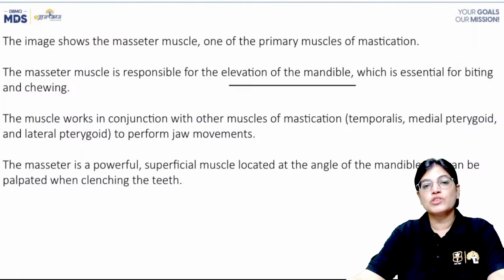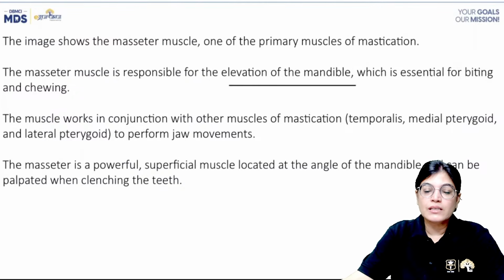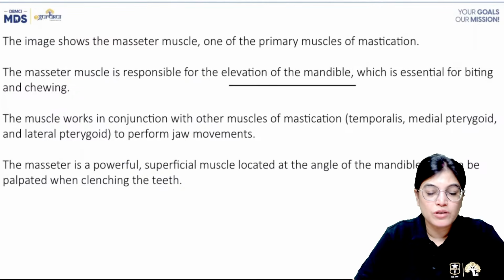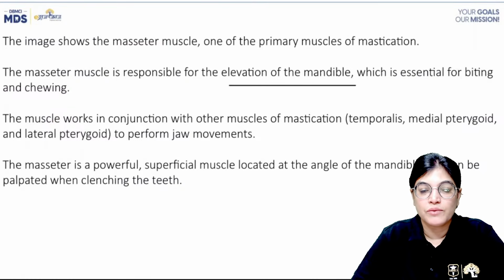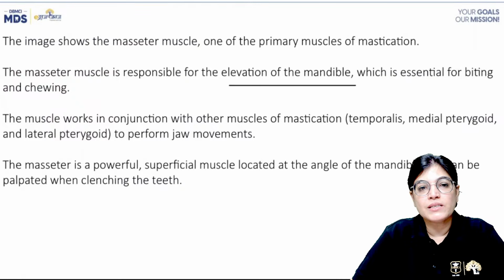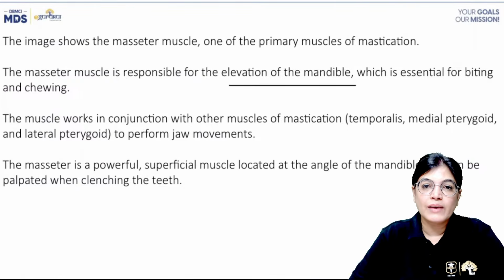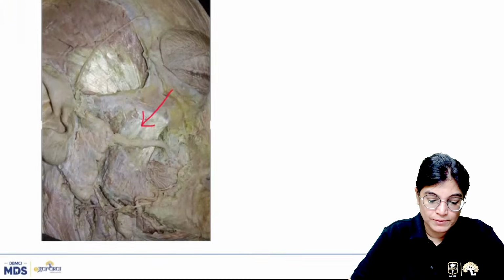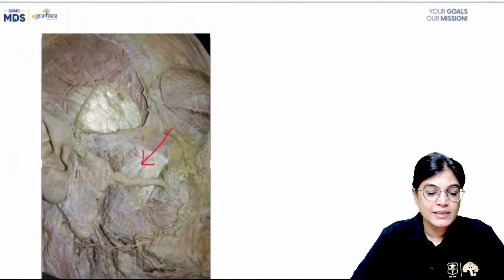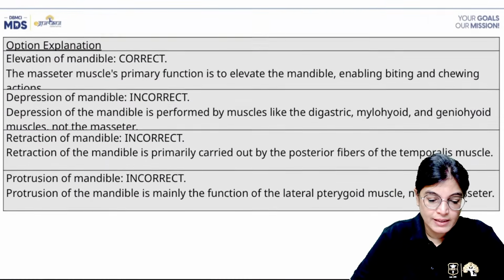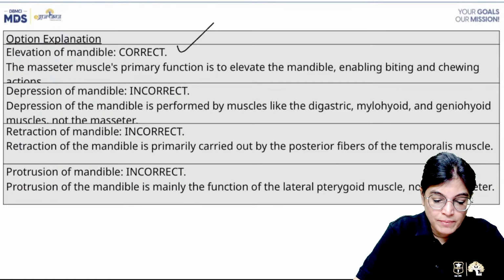The other muscles which work along with the masseter muscle for the action of chewing the food particles, the masticatory muscles, are temporalis, medial pterygoid, and lateral pterygoid, which perform the jaw movement. So clearly, if I have to go with the most correct answer, I will go with elevation of mandible. Okay, done, my dear students. Let's move on to the next. So obviously, elevation of mandible is correct.